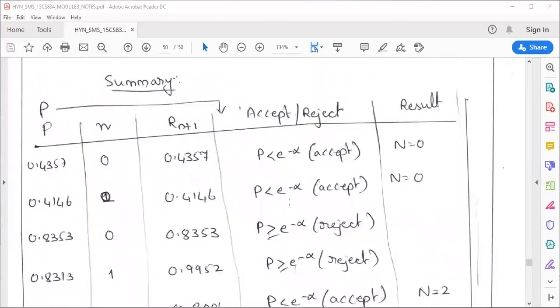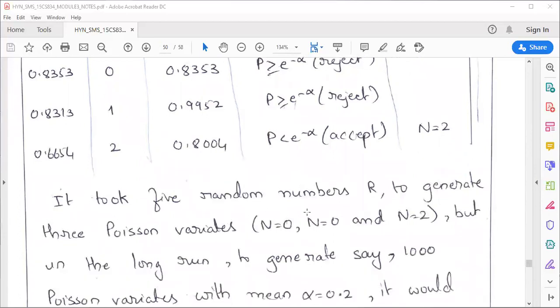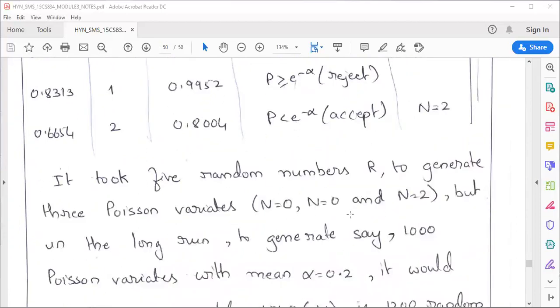So you have to write this summary here because summary is very, very important. They will not check the individual steps in the exam. They'll be referring to this particular table. Right, so it took 5 random numbers for us to generate 3 Poisson variates. Capital N is equal to 0, we have accepted. Capital N is equal to 0 also we have accepted, and capital N is equal to 2 also we have accepted.